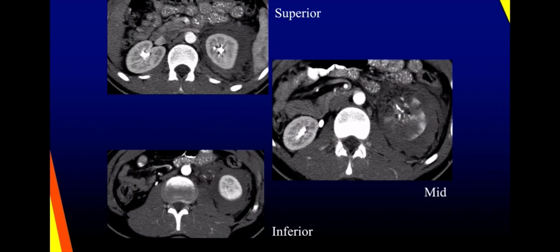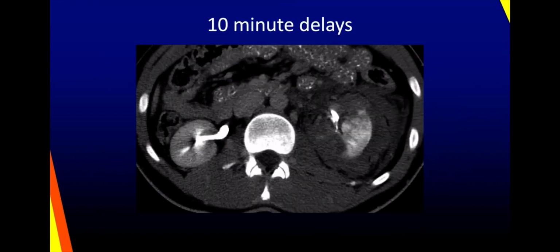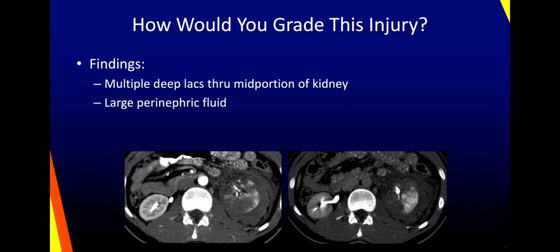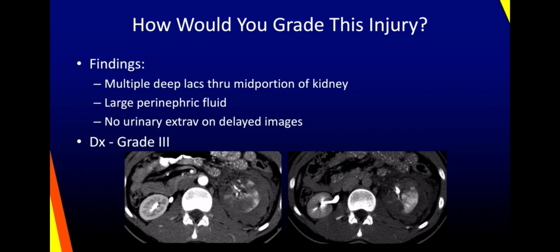Let's now go beyond the basics. Our next case has 3 images showing damage to the kidney. 10-minute delayed images are also available. So how would you grade this injury? Our findings are multiple deep lacerations through the mid-portion of the kidney, a large amount of perinephric fluid, but no urinary extravasation on delayed images. So this would be diagnosed as a grade 3 injury.